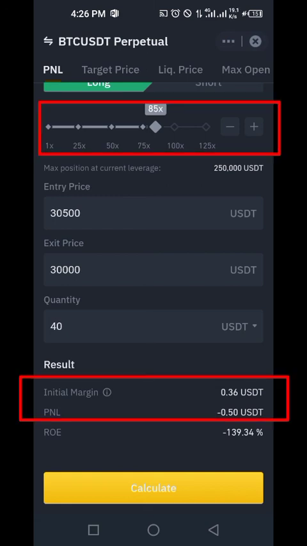So that's why we have to reduce this back until the initial margin is greater than the loss that we will have if our stop loss is hit. I hope you understand that.